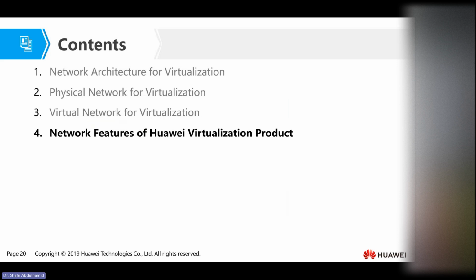Okay, so let's look at the next section, which is the last section. I believe this section will be very brief. We have network features of Huawei virtualization products. We actually mentioned one of Huawei's virtualization products, a hypervisor, in the last class. Can you remember the name of the hypervisor Huawei is using?